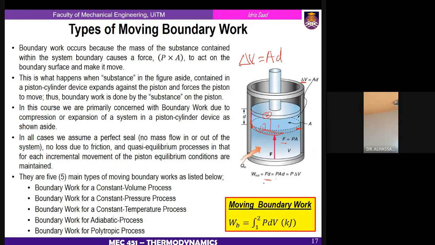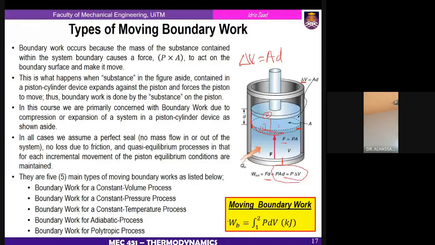So this is the boundary work. You understand me? And this boundary work is only for a constant pressure process. Later I'll explain what we mean by constant pressure for a boundary work like this. The fundamental information we need to know is that when a piston is moving inside a cylinder, the work associated with the piston is given by this PdV. So it's a very important equation.